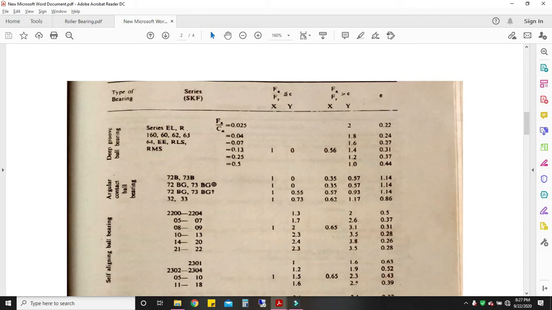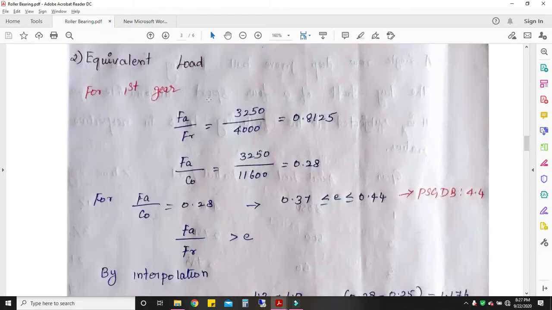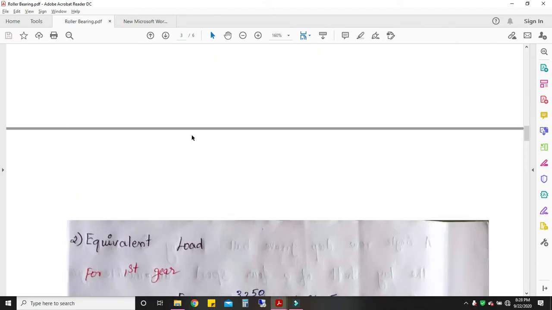We are going to find out some ratios and the E value, and our ultimate aim is to select the load factors from this table, which means we have to select the values of X and Y, with some conditions. We will see what it is. First, find the ratio of FA by FR. For the first gear, find the value of FA by FR. Come to the problem statement.